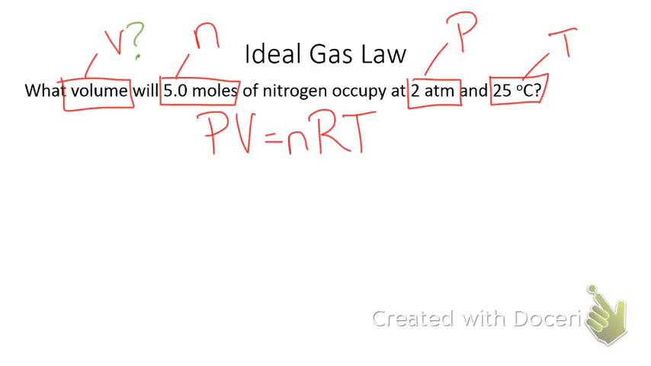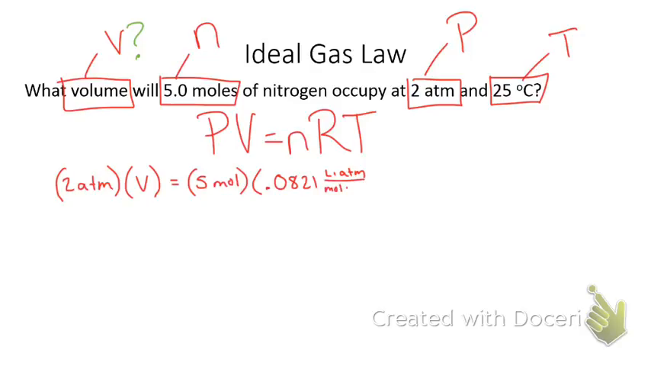What did I label as pressure? Well, I labeled that as 2 atmospheres. My volume I labeled as unknown. Number of moles we labeled as 5. R. R is a gas law constant. It's always the same number, 0.0821, and it has some kind of scary units. It's liters times atmosphere divided by mole times Kelvin. I know that looks scary, but if you just take it as this is a number, this is a unit, this whole thing together is a unit, it's not so bad.